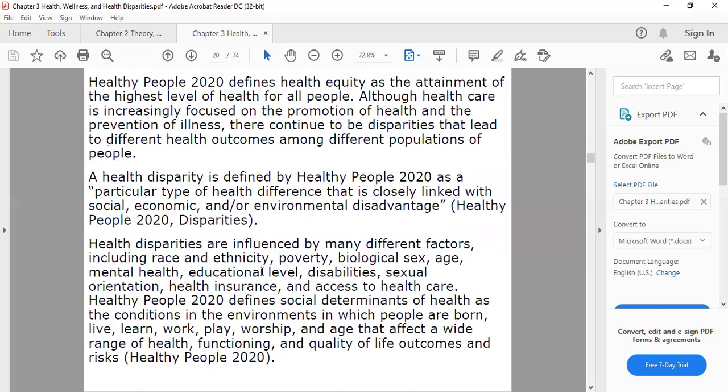Healthy People 2020 defines health equity as the attainment of the highest level of health for all people. Health disparity is defined as a particular type of health difference that is closely linked with social, economic, and environmental disadvantages. Meaning that if I live in a certain neighborhood, I'm going to have more access to health care, certain doctors. If I have a certain amount of money, certain insurance, I can get treatment over someone else who doesn't have access to that health care, either because they don't have it in their community. Look, they're even talking about this now with the COVID shot, right? How many are hearing about it?